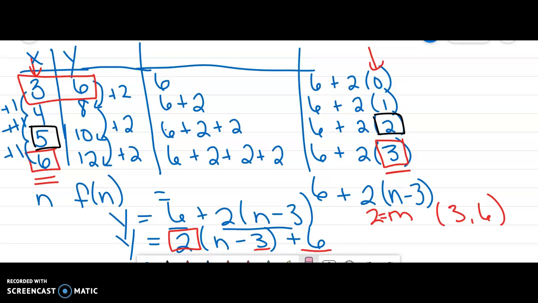And if we did that enough times, you would be able to see the fundamental truth is that we've created this equation: m times x minus the x coordinate, plus the y coordinate. And that is what we're calling the point slope equation of the line.